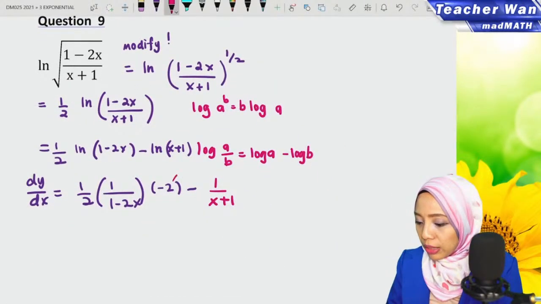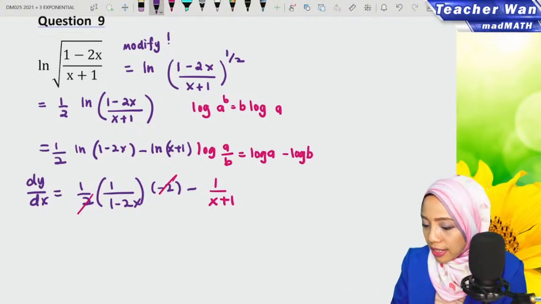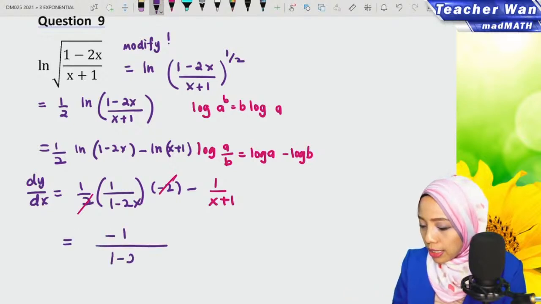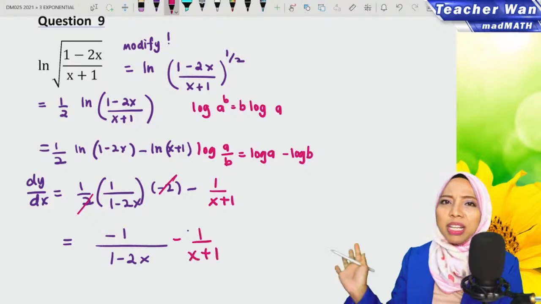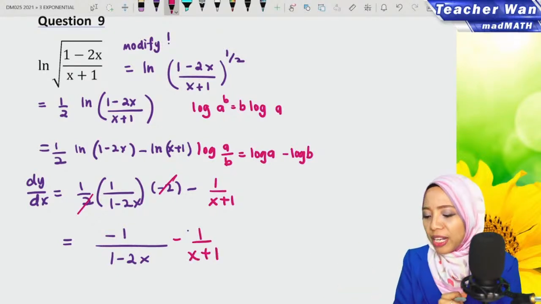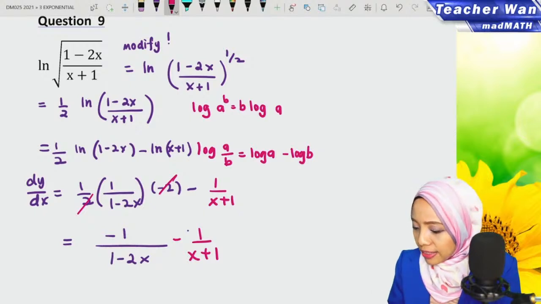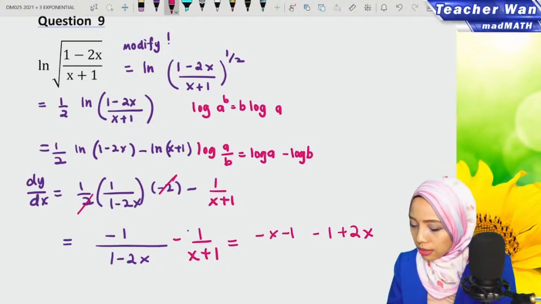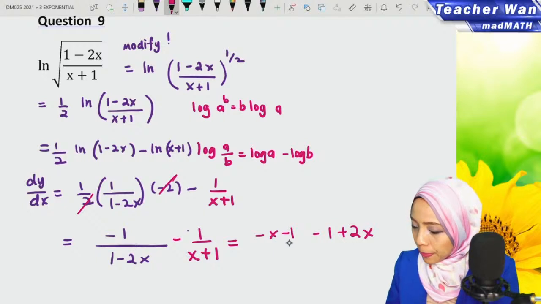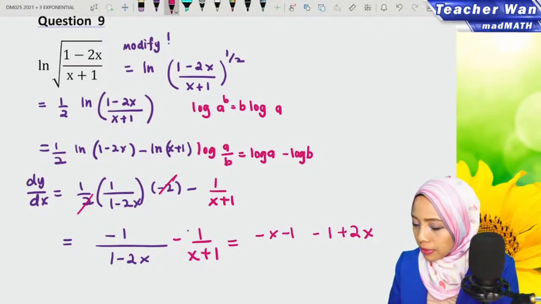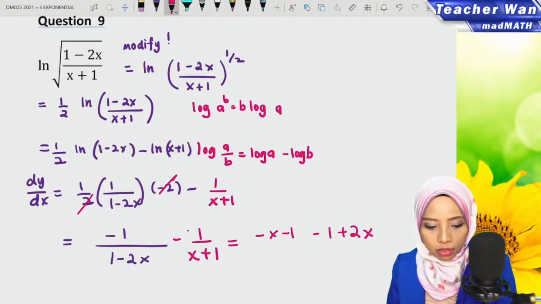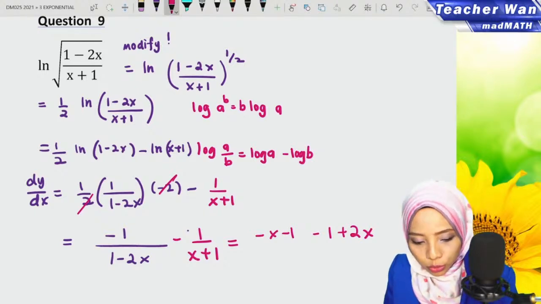Okay. So 2 and 2 can we cancel out? Yes. So negative 1 over 1 minus 2x minus 1 over x plus 1, and then the remaining I leave it to you, yeah. You equalize the denominator and then you will get the answer. Okay. So this is basically negative x minus 1. This is negative 1 plus 2x. Right? X. No. Something is not right. 1 over 2.